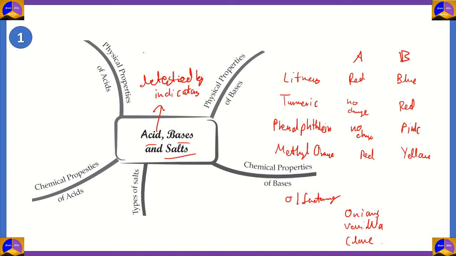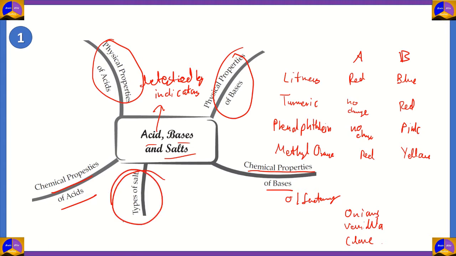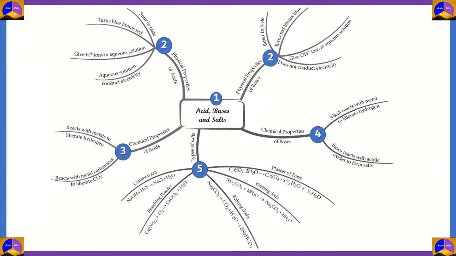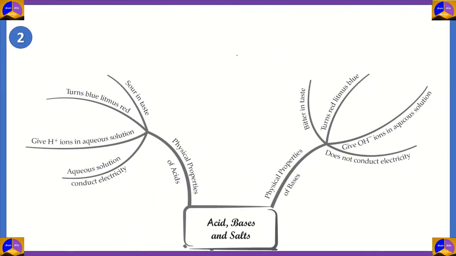So what are we going to do in this chapter? In this chapter, we're going to be looking at physical properties of both acids and bases. Then we look at chemical properties, essentially the reactions that they undergo. And then we look at the types of salts. So basically, we're looking at some examples of salts and their functions and their uses in daily life. So now let's move on to the first topic, which is physical properties for both acids as well as bases.